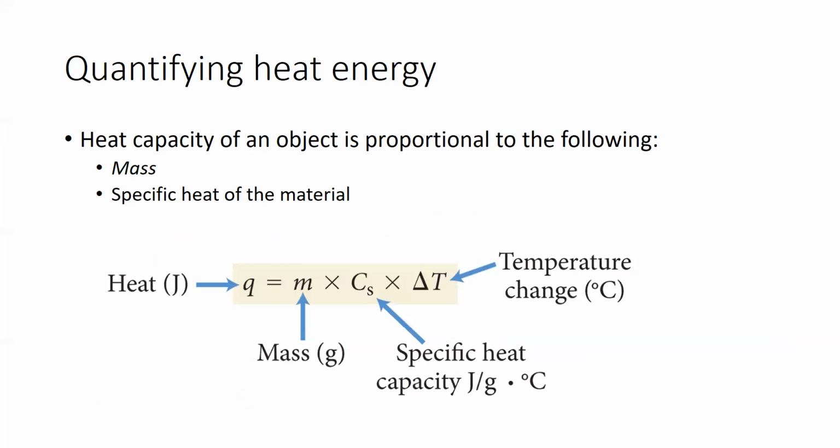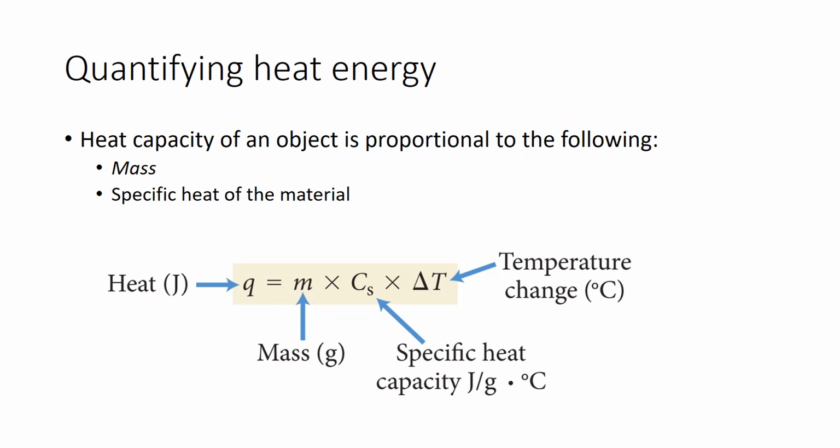And to really do calculations with this, here is our equation. Q equals mc delta T. Remember, Q is heat, so that's our heat in joules. And that's equal to the mass in grams, multiplied by your specific heat capacity, multiplied by your temperature change in Celsius.